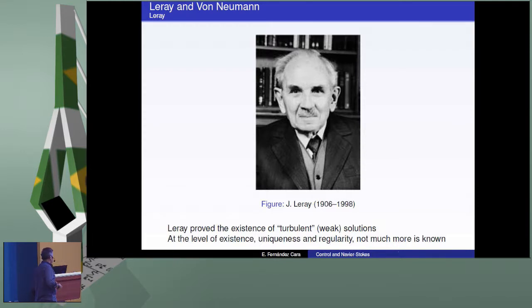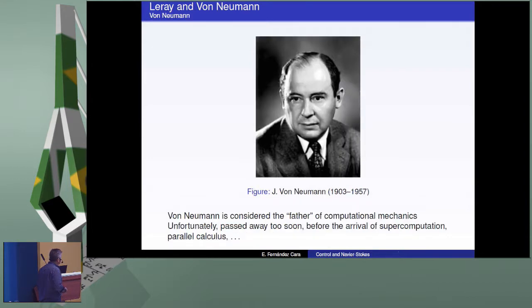This is Jean Leray. Leray proved the existence of what he called turbulent solutions. Nowadays, they are called weak solutions of the Navier-Stokes equations. And in fact, at the level of existence, uniqueness, and regularity, not much more is known nowadays. He deduced this in the 30s, the last century. So, as you can see, almost 100 years later, we have not advanced much from this.